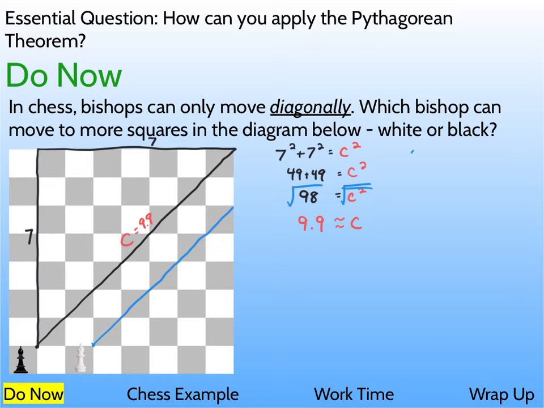what you would want to do is 5 squared plus 5 squared equals c squared, and so on. I'll save you a little time and trouble here. You would get the square root of 50, which is about 7.1 units. So right there, we can also see that the black bishop, 9.9, travels further than the white bishop of 7.1.